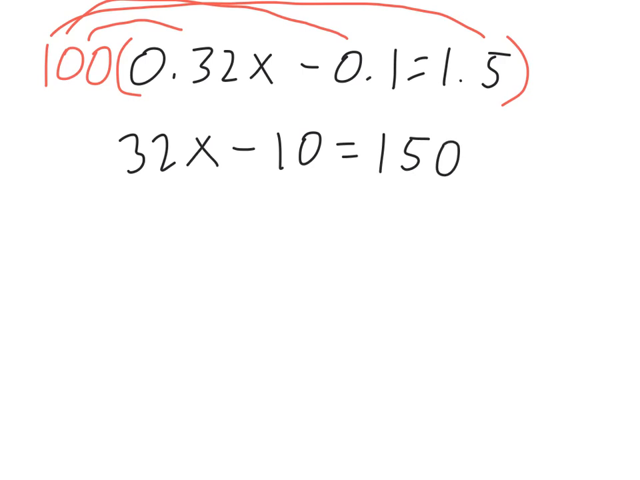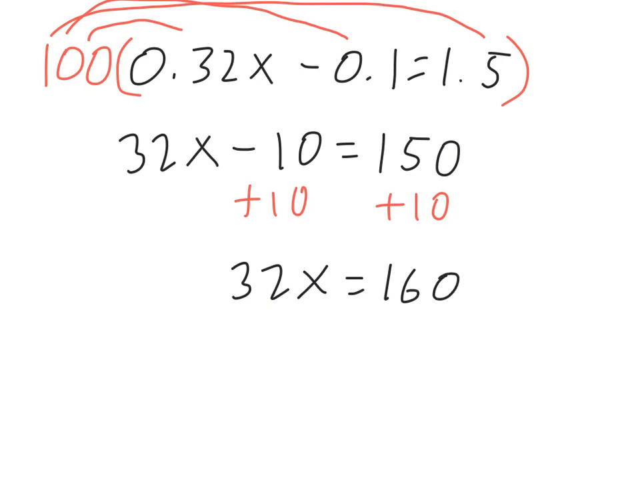And now it's a 2-step equation, and we can solve. So add 10 to both sides, and that gives us 32x equals 160. Then divide both sides by 32, and that will give us x equals 50.